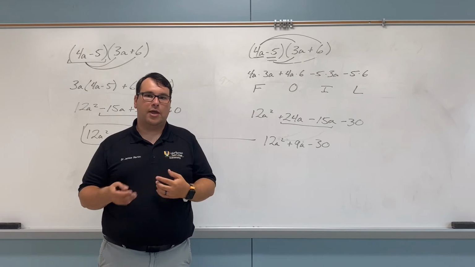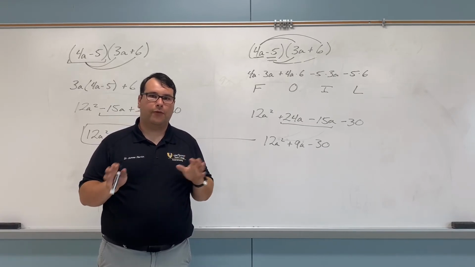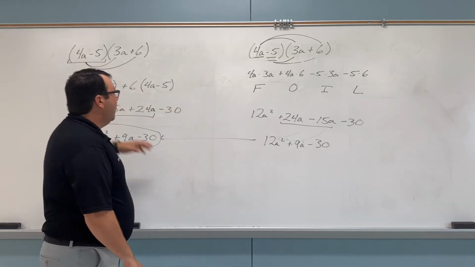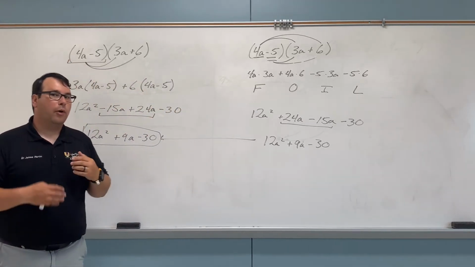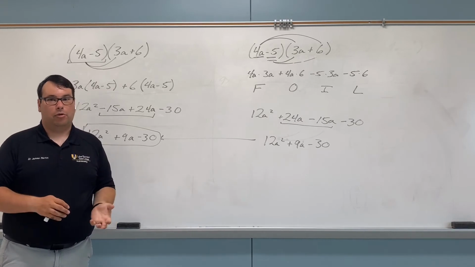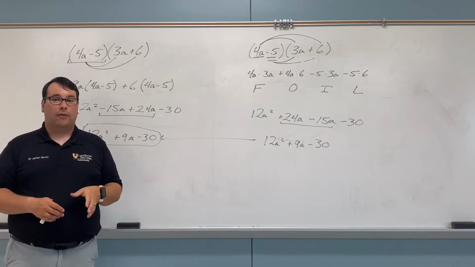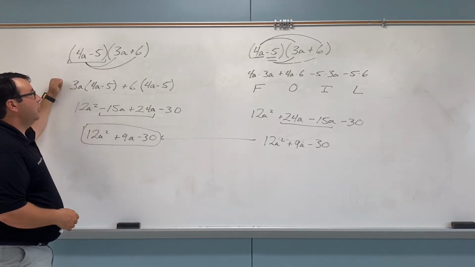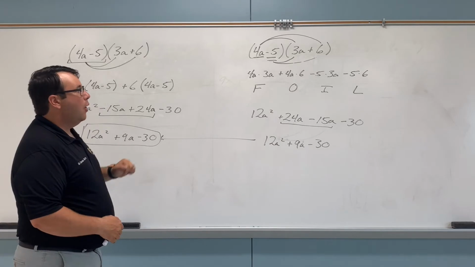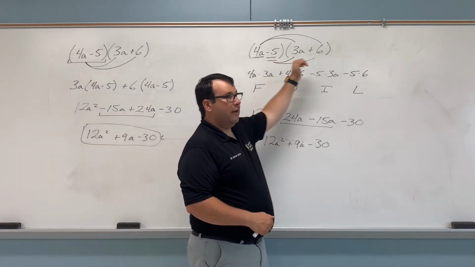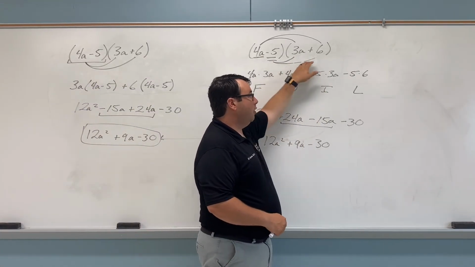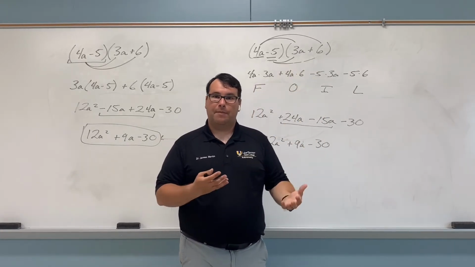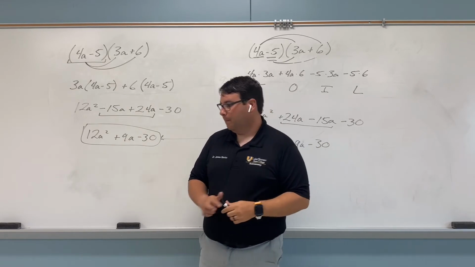There are some variations that kind of stretch beyond that, but FOIL itself is a special case of binomial times binomial. The distribution method will work no matter what size the polynomial happens to be. Now, that being said, as we start getting into larger polynomials for multiplication, I will stick with distribution. Whenever we encounter binomial times binomial situations, we will then use FOIL, just to keep us fresh on both methods.